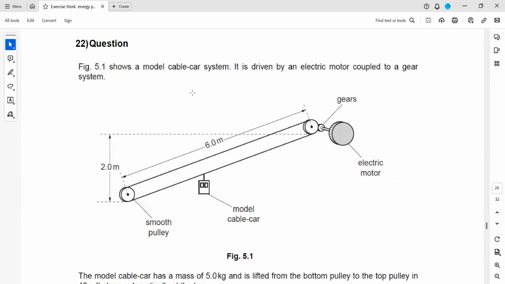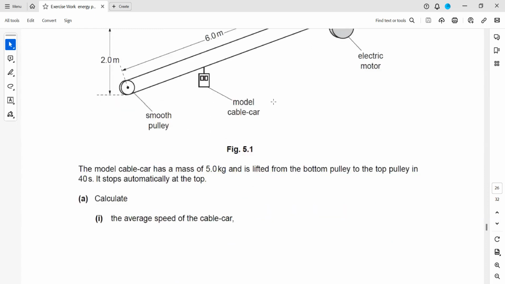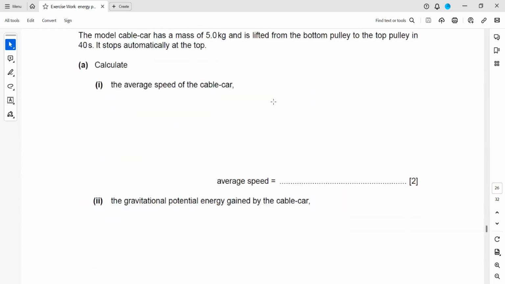Question 22, figure 5.1 shows a model cable car. It is driven by an electrical motor coupled to a gear system. As you can see here, there's an electrical motor connected with a gear system, and a model cable car is moving. It is raised to a height of 2 meters and the length it covers is 6 meters. A model cable car has a mass of 5 kilograms and is lifted from the bottom pulley to the top pulley in 40 seconds and stops automatically at the top.